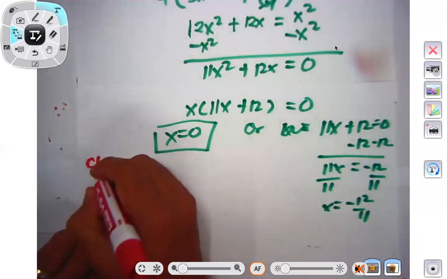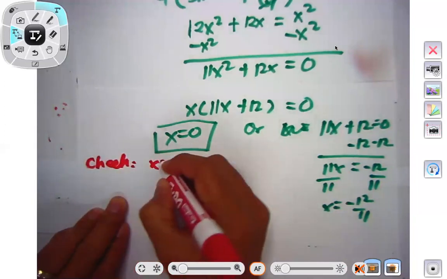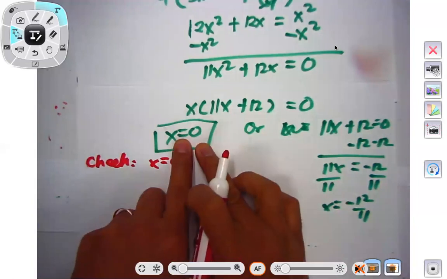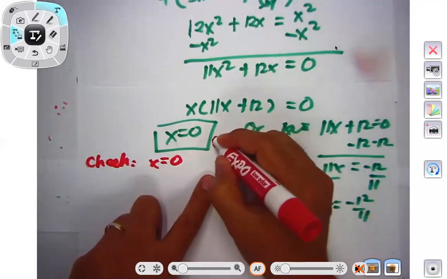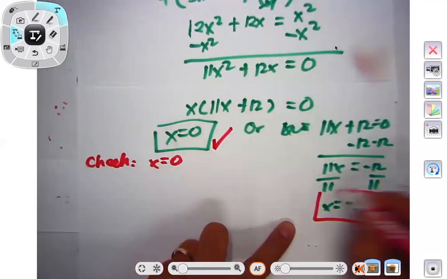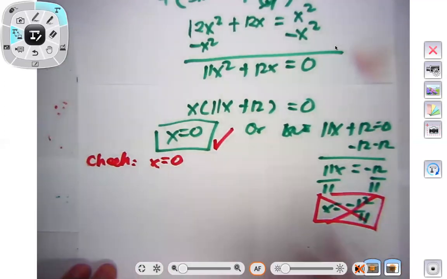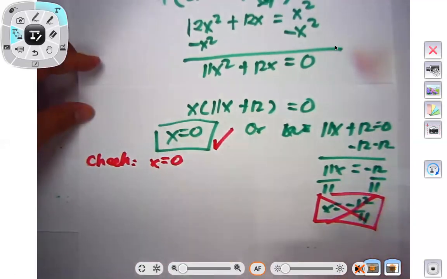Let us check x equals 0. This is the only solution, but let me prove it. Let me prove that to you. This one is not a solution. Only 0 is a solution, but let's prove that.